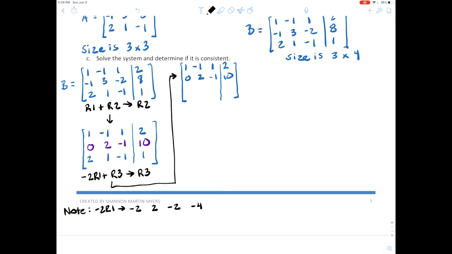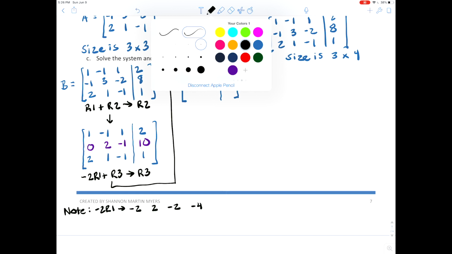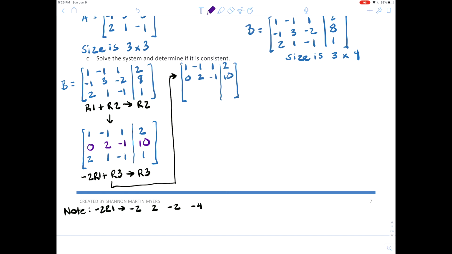And then you'll be adding that to our existing row 3. And that's where people get a little confused about matrices, because that step is done in your head typically. You'll get used to it. Don't worry. All right, so here we go.